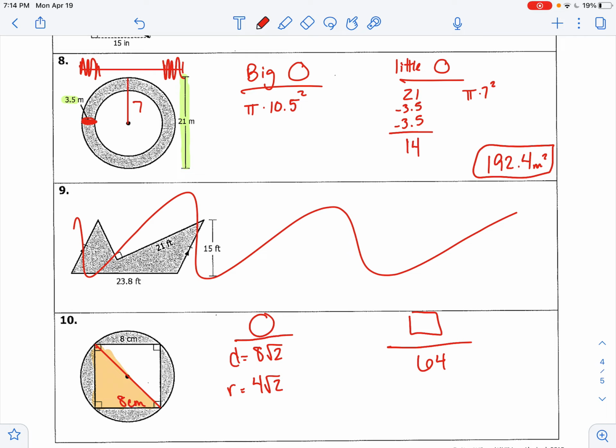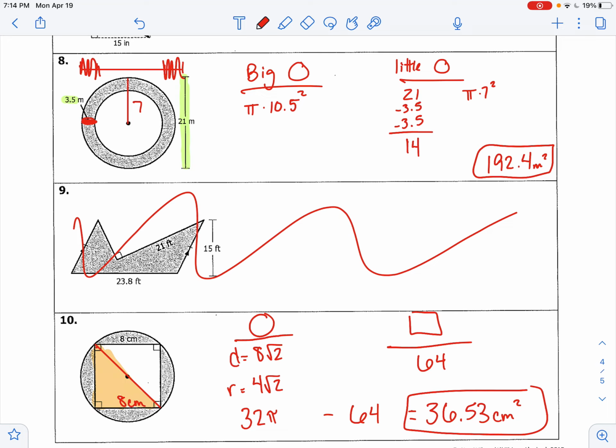So pi r squared would be 32 pi. So I'm going to take 32 pi and subtract the area of the square, which is 64. And I end up with approximately 36.53 square centimeters.